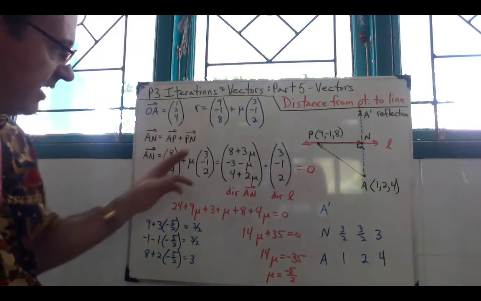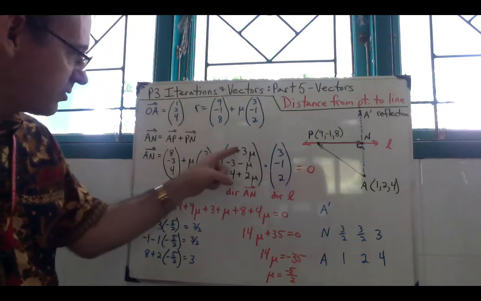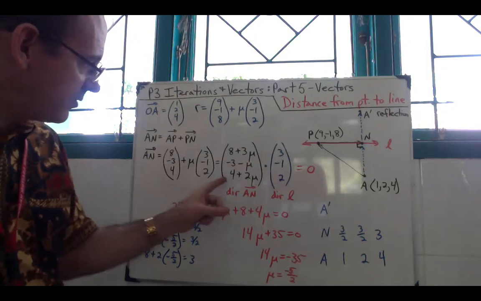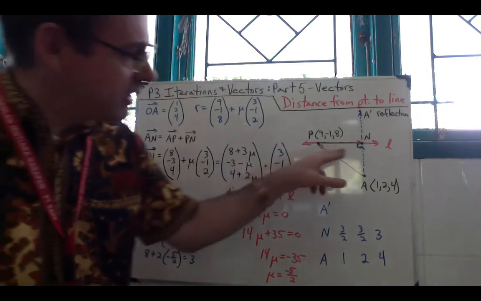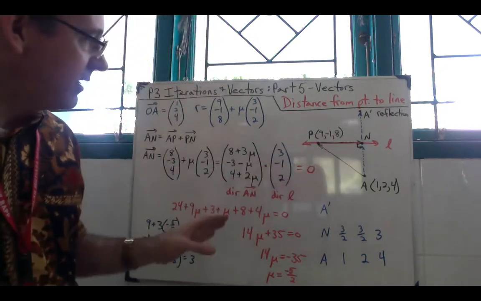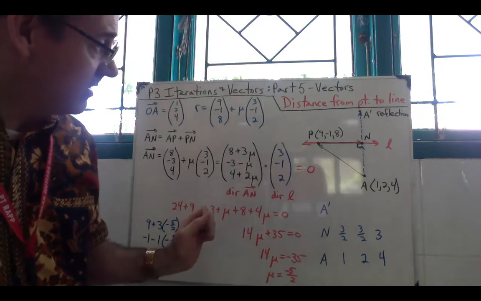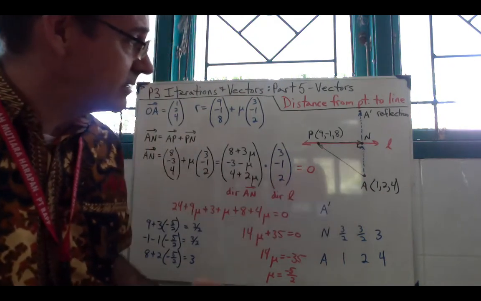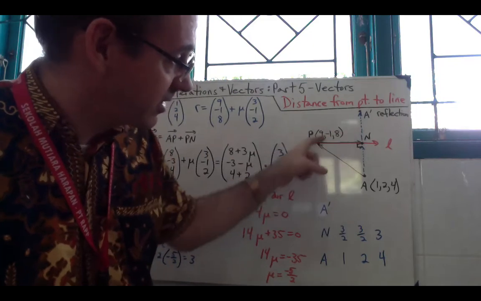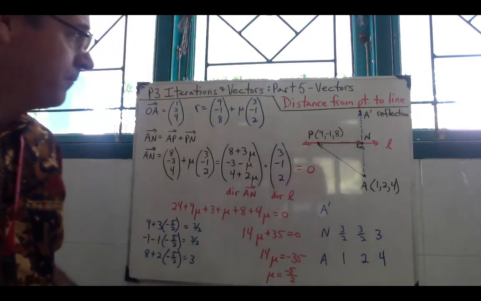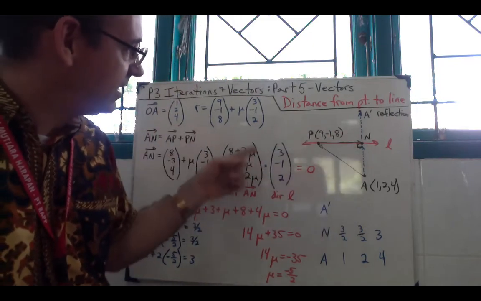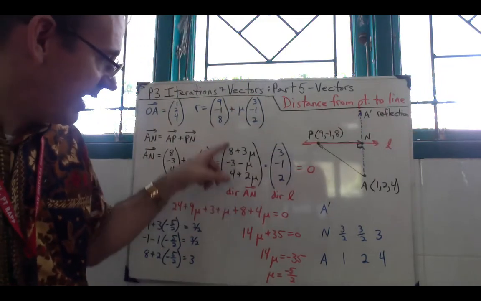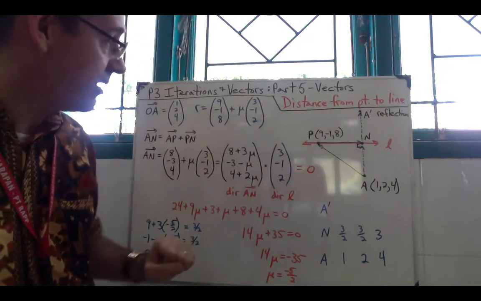So if we put that together into a column vector, we get 8 plus 3 mu, -3 minus mu, and 4 plus 2 mu. And because it's perpendicular, we can take this direction that is now going from A to N, even though it's by way of vector addition, it's still from A to N, and that is perpendicular to the direction of the line. So here's the direction of A to N, here's the direction of the line.